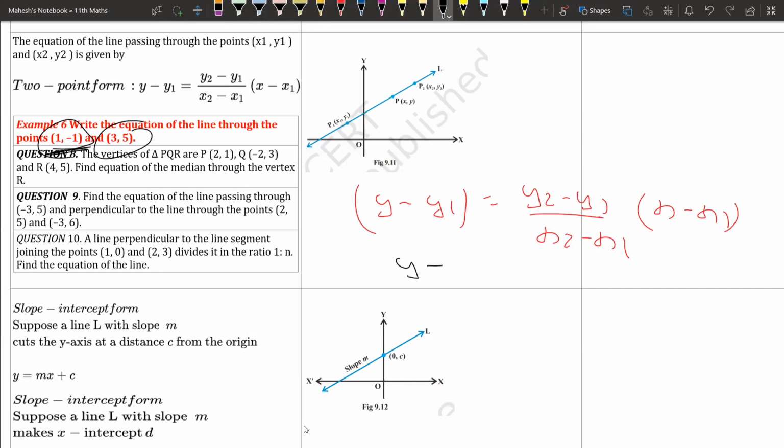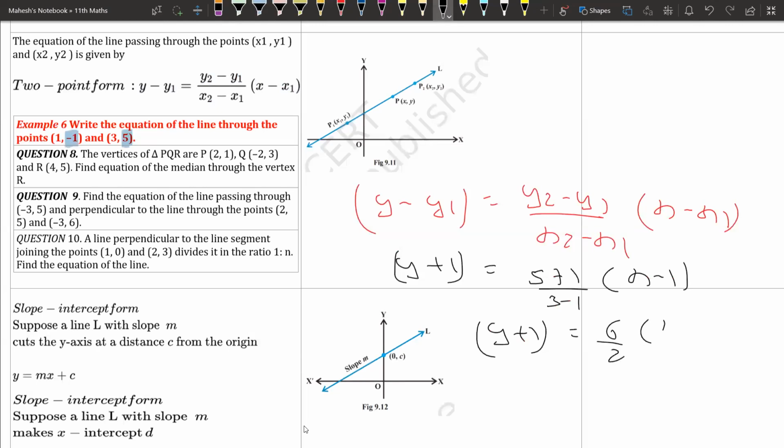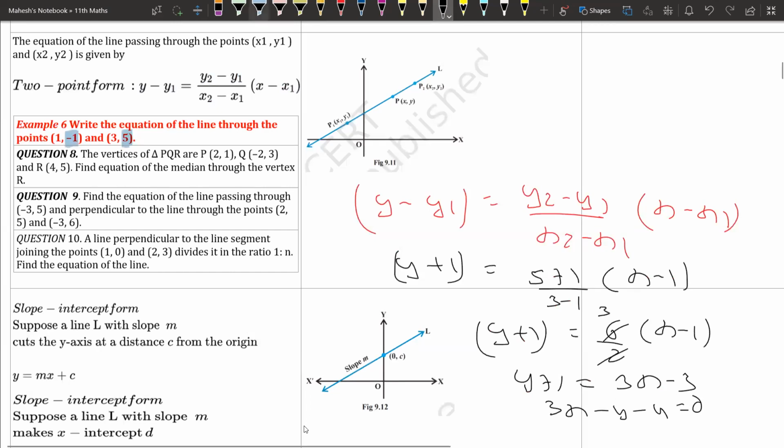So y minus y1, that is y minus minus 1, will be y plus 1. And on this side, y2 minus y1, that means y2 being this 5, and y1 being this only. So it will be 5 minus minus 1, that is 5 plus 1, over 3 minus 1, multiplied by x minus x1, and x1 is 1 here. So finally, on simplifying, we'll get y plus 1 equal to 6 over 2 into (x minus 1). We can further simplify it as y plus 1 is equal to 3x minus 3. So finally, it is 3x minus y minus 4 equal to 0. And therefore, this should be the equation of a line passing through these two points.